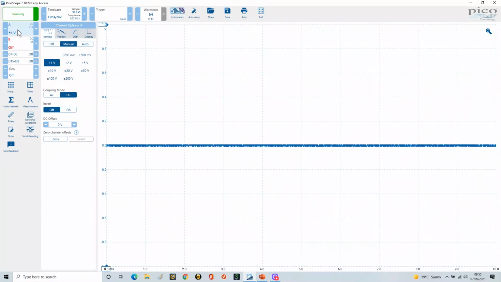And so if we now look at it from a time-based perspective, I've also set it to 1 millisecond, which allows me to capture a 1 kilohertz waveform quite easily and visually see it, as you can actually see it flashing up on the screen.